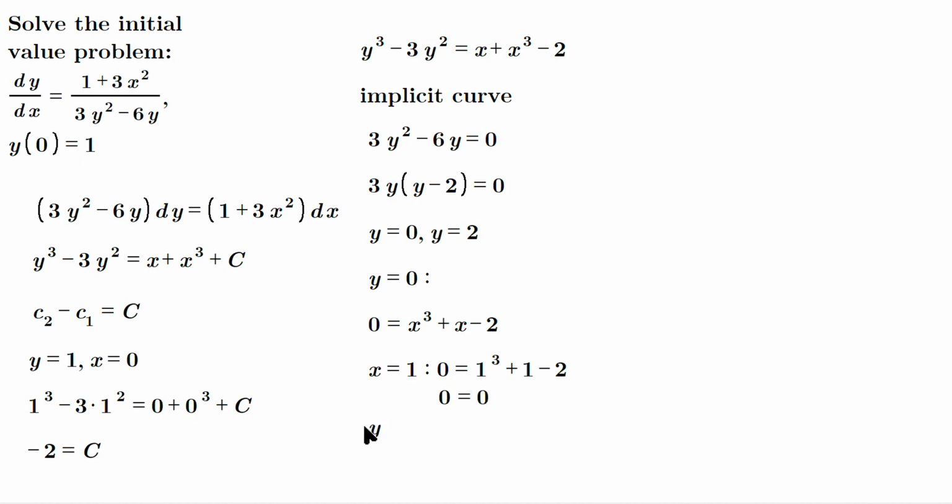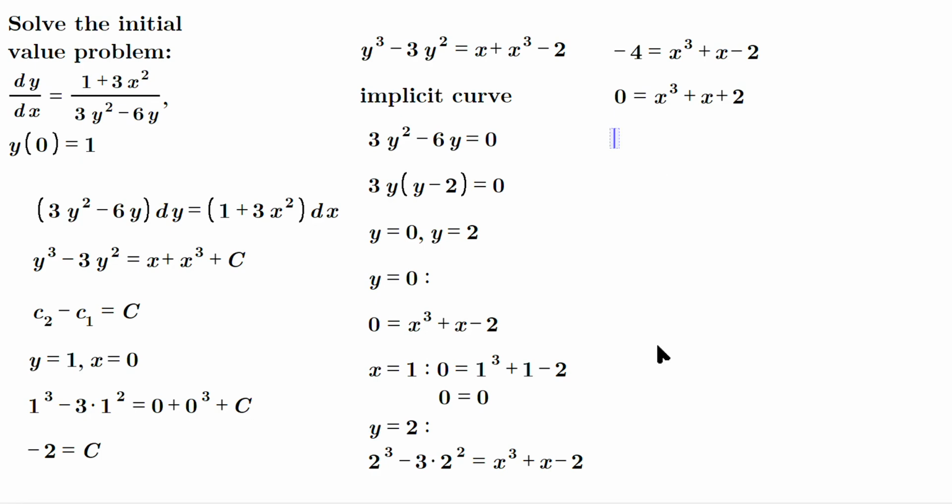When y, on the other hand, is positive 2, then look what happens in that case. Plug it in. You're going to have 2 cubed minus 3 times 2 squared, and that would be, again, x cubed plus x minus 2. So on the left side, you're going to have negative 4 is equal to x cubed plus x minus 2. Move the terms over. So 0 is equal to x cubed plus x minus 2 plus 4. It's going to give us positive 2 right here.